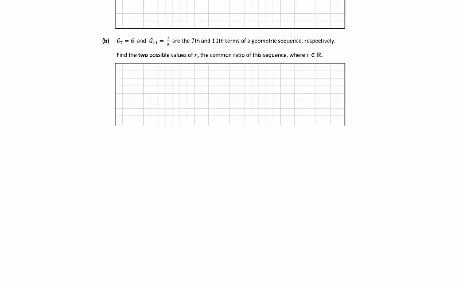So p is equal to 7. In B, we have the 7th and 11th terms of a sequence. The 7th is 6, then the 8th, 9th, 10th, and the 11th is 3/8. It's a geometric sequence and we're asked to find two values of r.